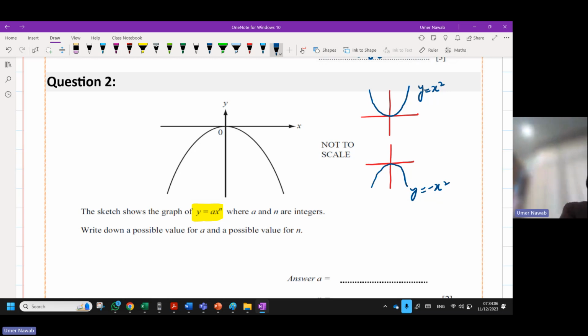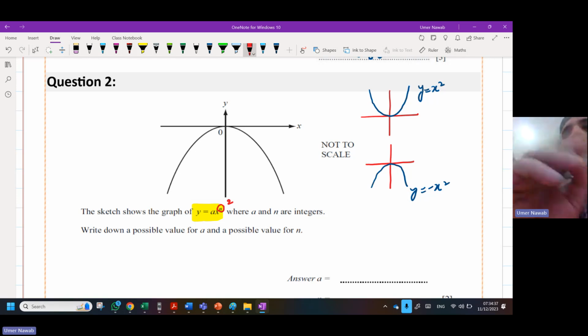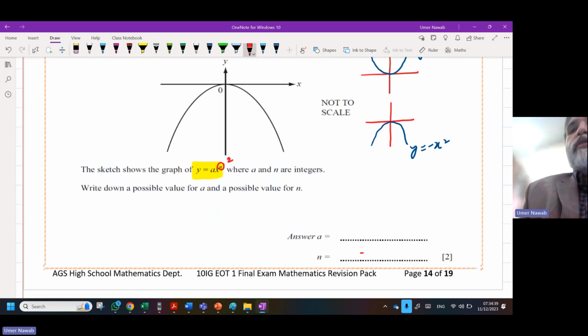So in such situations, boys, an examiner may ask you to find the equation of a curve, maybe a parabola, maybe some other equation of a curve, but the basic concept about the sketching must be known to you. Then you can easily find the answer for this type of question. For sure, it's a parabola, so the power of x should be 2. So n is easy, n is 2.